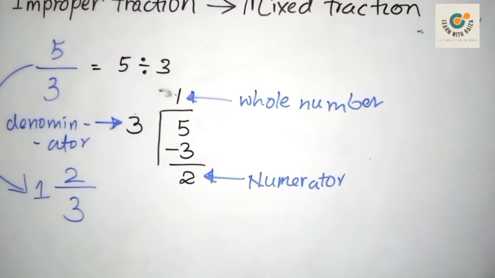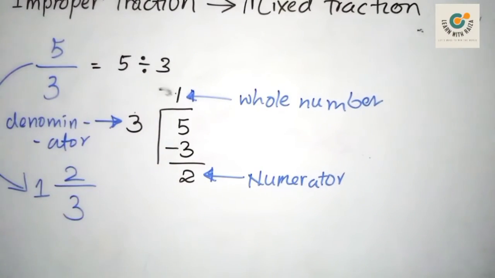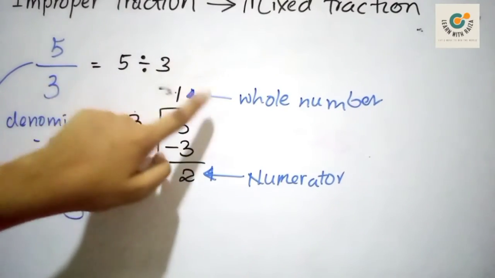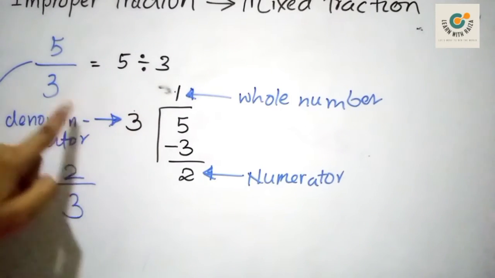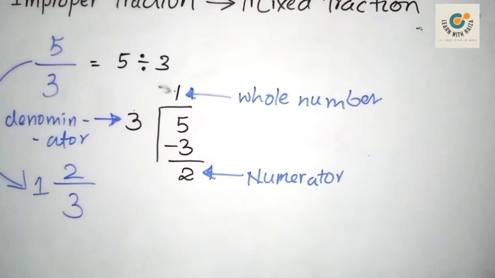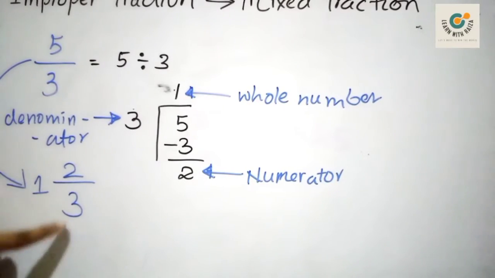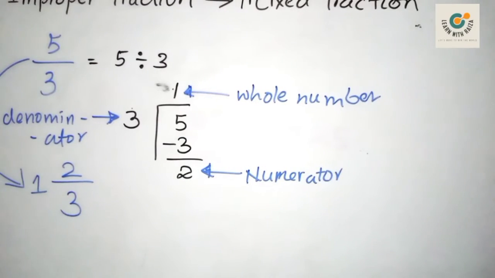If you are converting an improper fraction to a mixed fraction, do the division. The remainder will be your numerator, the quotient will be your whole number, and the number that you are dividing by will be your denominator. So remember, in mixed fraction conversion the denominator will not change, only the numerator and the whole number will be changing. So let me explain this to you in another method.